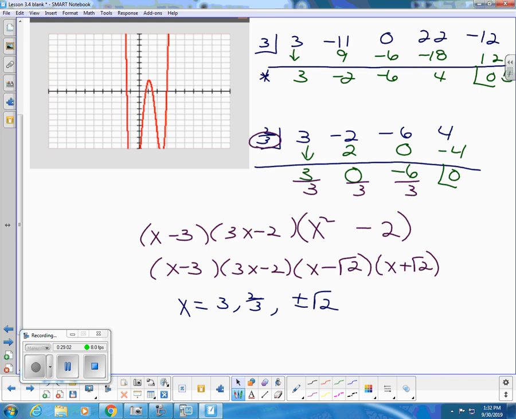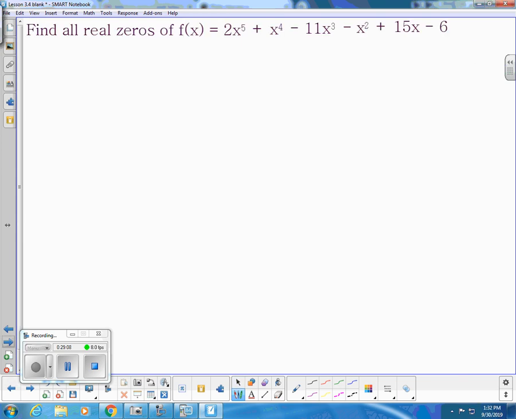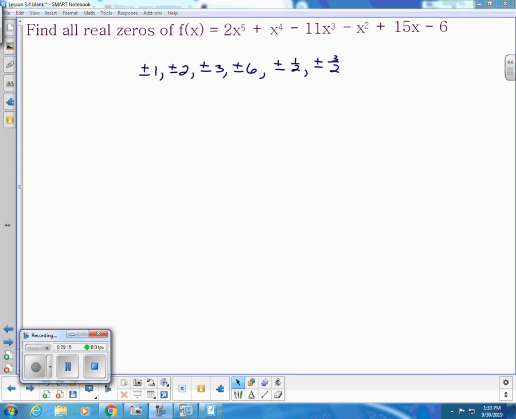Okay. Let's try one more, just for fun. Okay. Give me a list of all your possible rational zeros. That's what I got as the possibles. Is that what you guys got? So here's another way you can use your calculator. Do you notice that they're all whole numbers or halves?